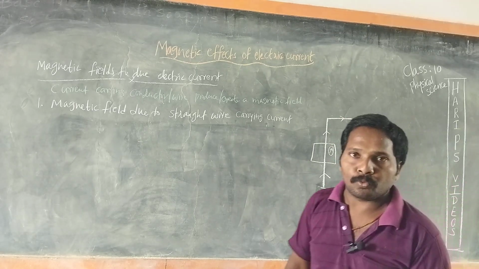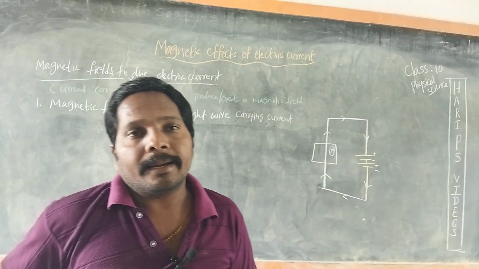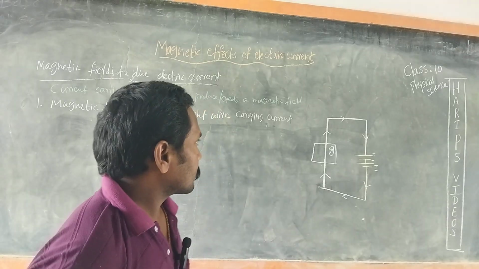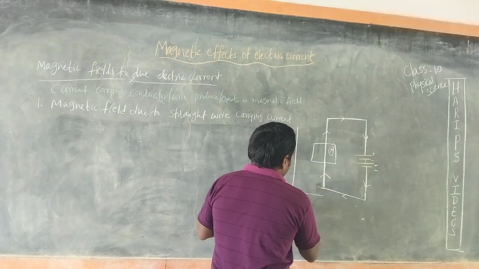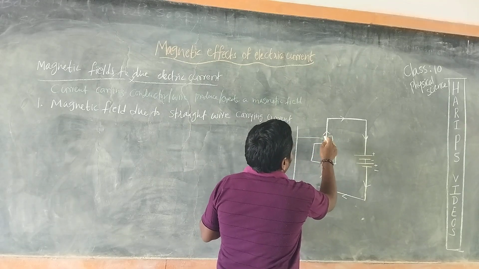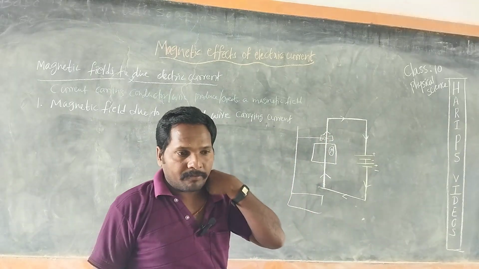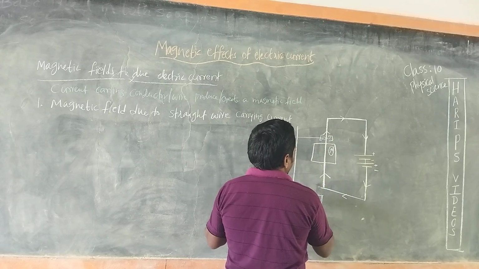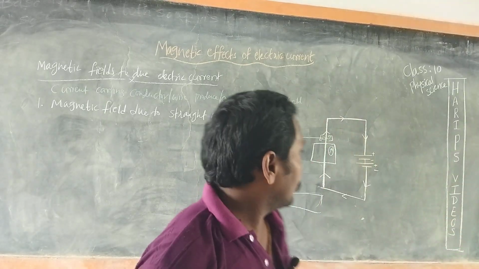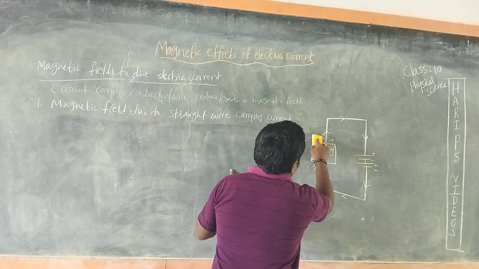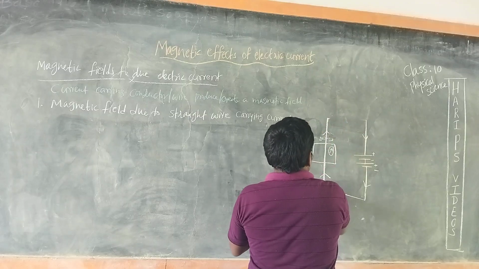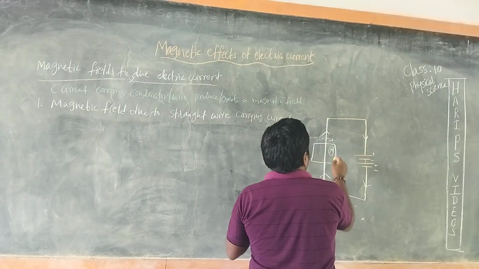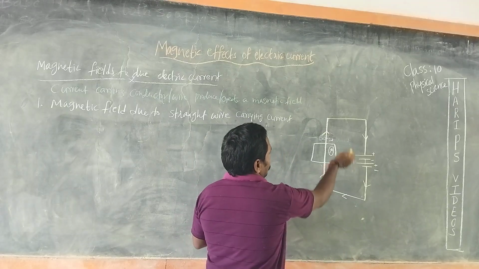When electric current is passed through the current carrying wire, a magnetic field is formed. For example, here with the help of a stand, when we pass current through the wire, then we can place a magnetic compass. Simply, this diagram will change like this, for example, on a table, or we can simply take it like this. This is the current carrying conductor.